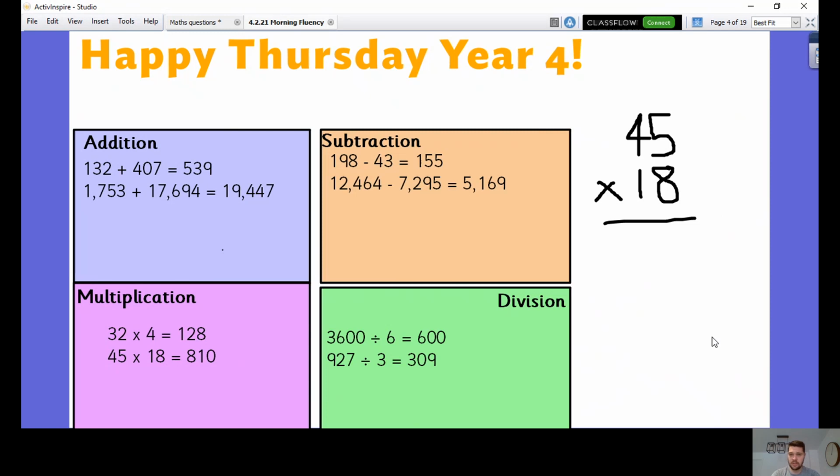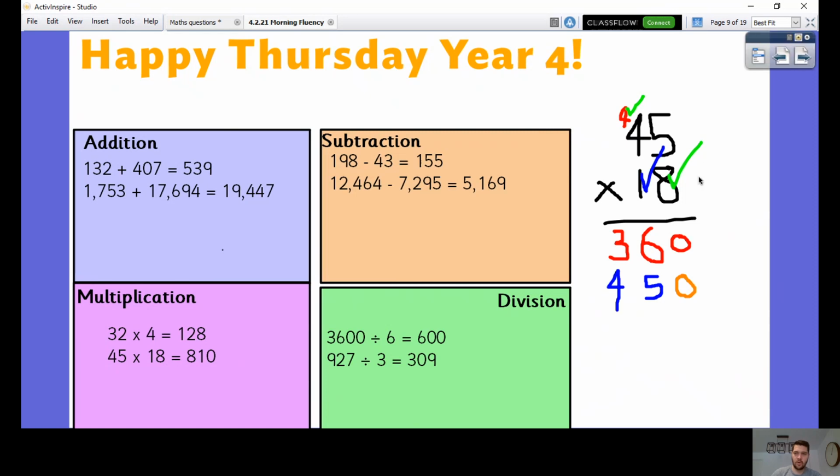Let's have a look at a two-digit multiplication. 45 times 18. 5 times 8 is 40, so 0 carry the 4, and then 4 times 8 is 32, plus my 4 is 36. What I now need to do is move across, but before that I need to put my magic 0 in. So now we have 5 times 1 is 5, and 4 times 1 is 4, so our final step is to add those up, as seen there.